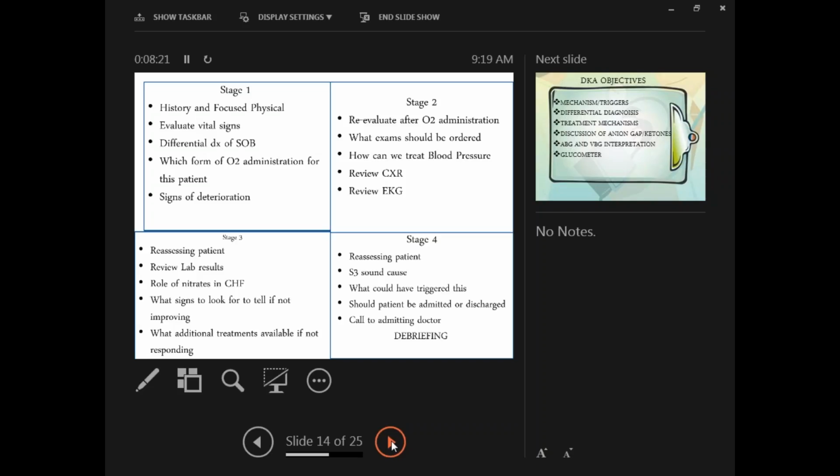What's the route? They might not know the nitrates are given sublingual, orally, transdermal, IV. When would each type be indicated? How do we know if the patient's improving or not? That goes along with signs for deterioration.